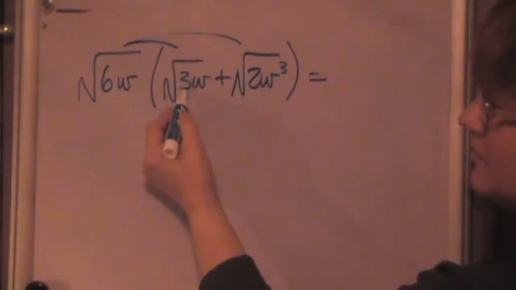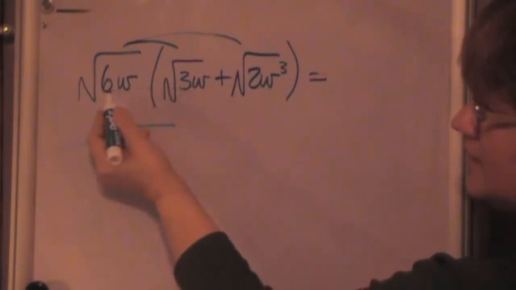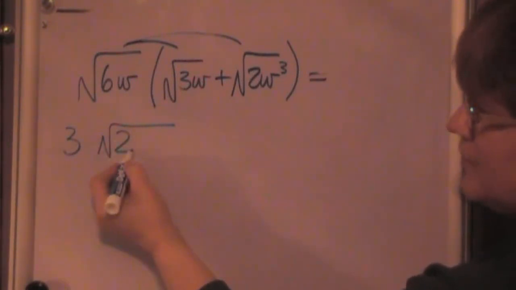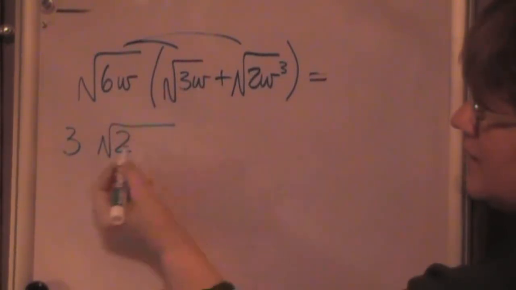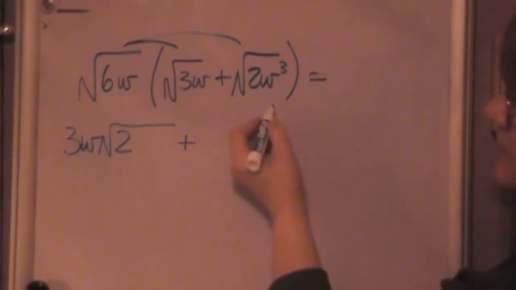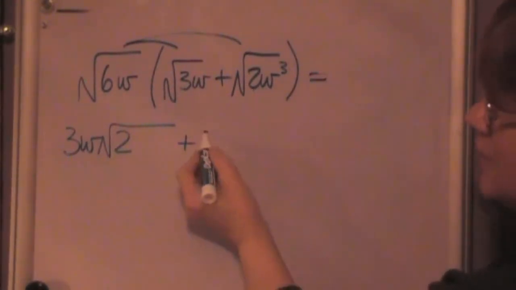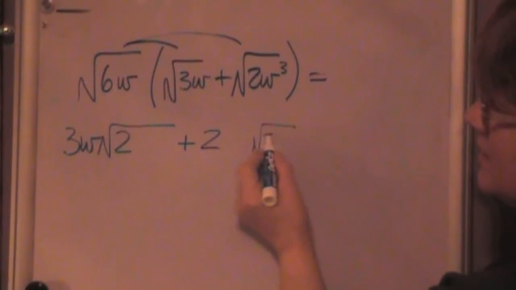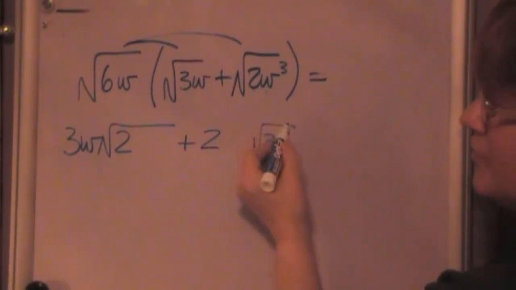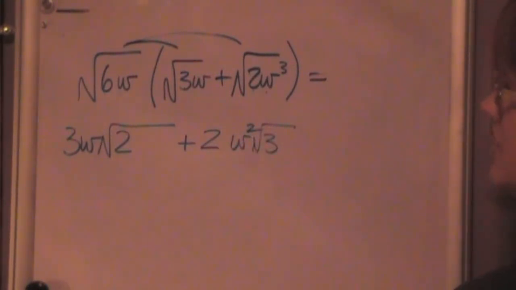So you've got this, you're going to put them under the same square root sign. 3 times 3 times 2, so I can bring a 3 out, and I've left the 2 in. W times W, I can take the W out. Okay? Plus 6 times 2, I'm going to be able to take a 2 out and leave a 3 in, and W times W cubed is W to the 4th, so I can take W squared out, because W squared times W squared is W to the 4th.